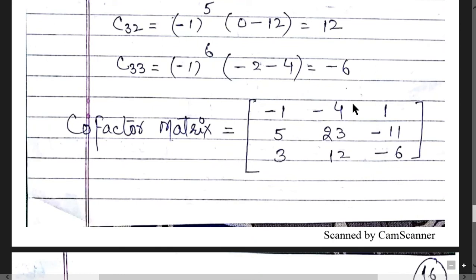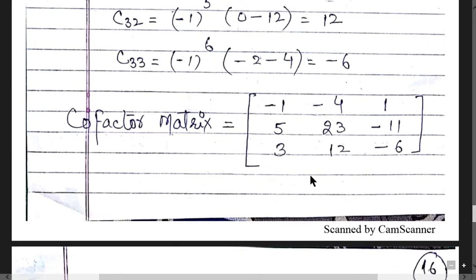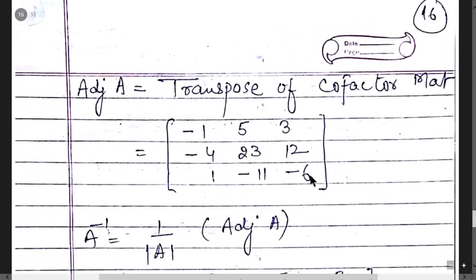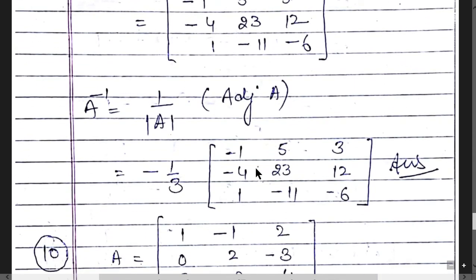then the cofactor matrix, and then after designing the cofactor matrix, write the adjoint. What is the meaning of adjoint? It's the transpose of a cofactor matrix. Write the transpose, then insert the values in the formula.